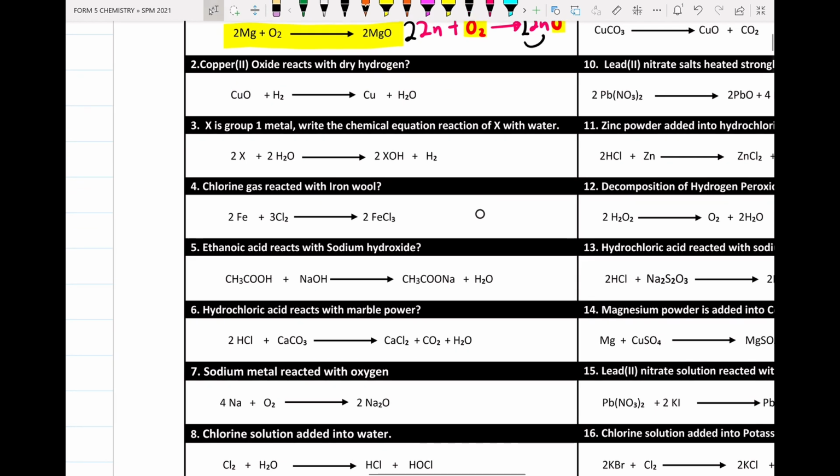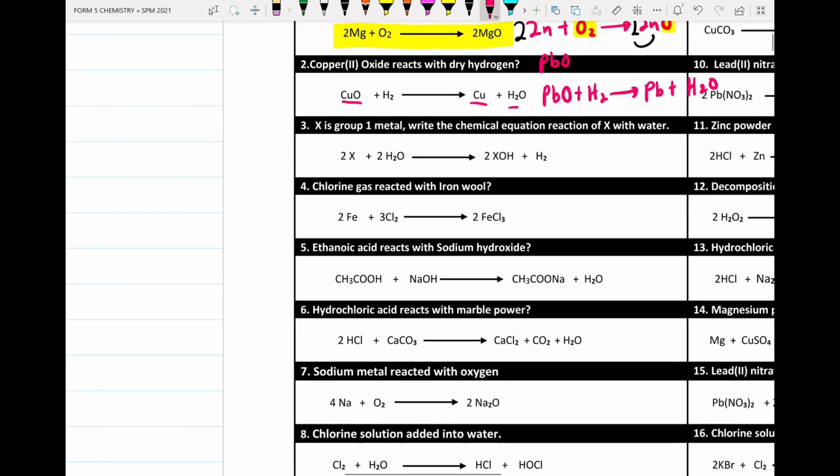All right, next one, to determine the empirical formula of a less reactive metal, this equation: copper(II) oxide reacts with dry hydrogen, we will get copper and water. Students can try another one. Lead(II) oxide reacts with dry hydrogen, we will get lead plus water. All right, and is this equation balanced or not?